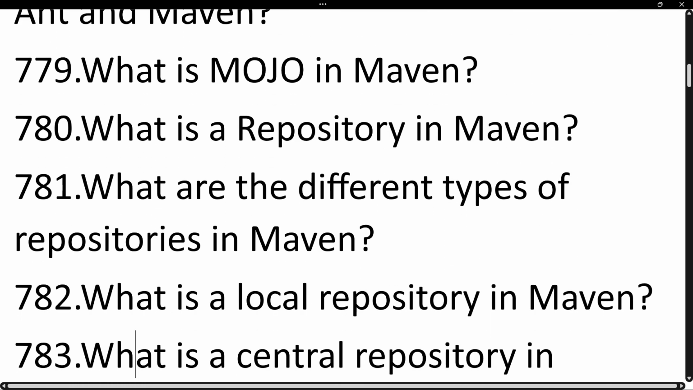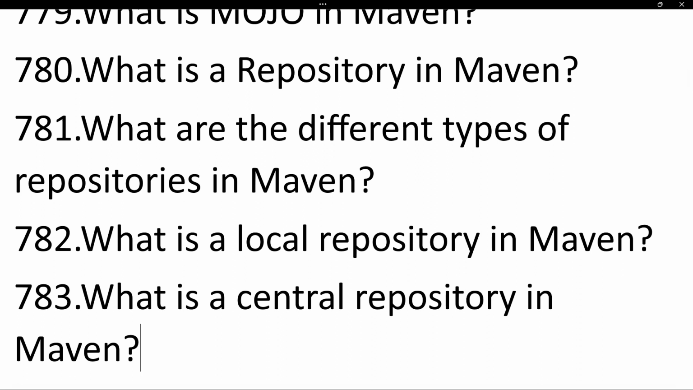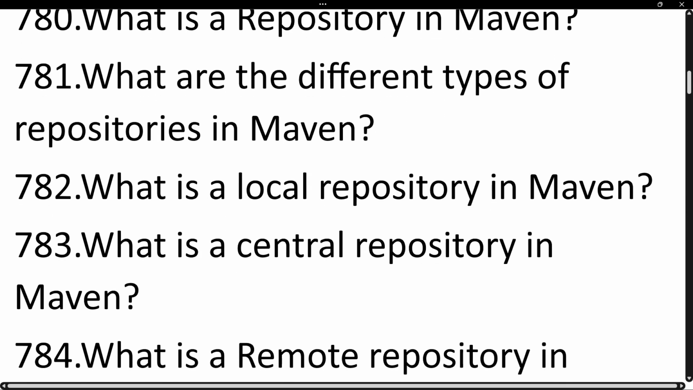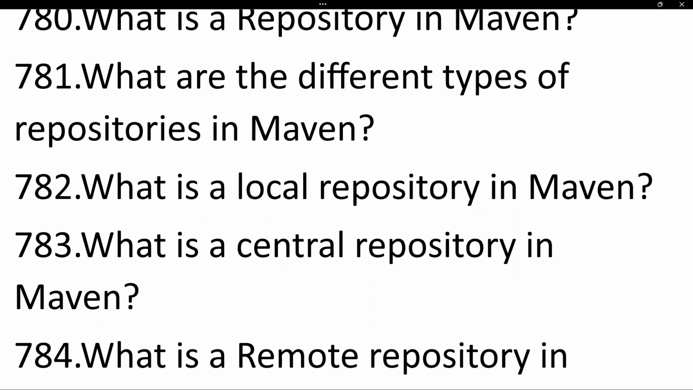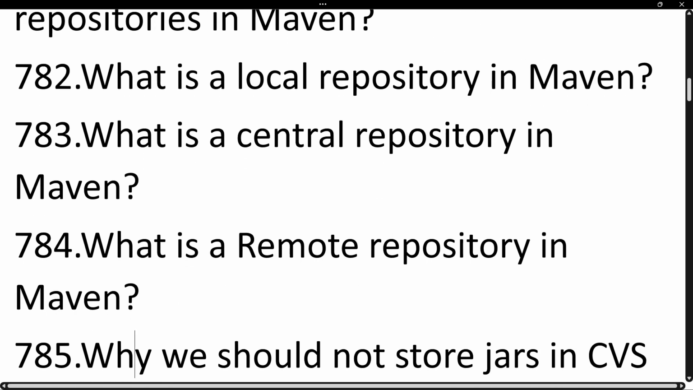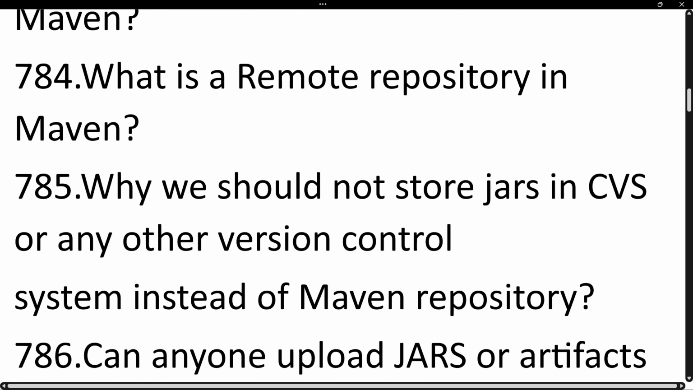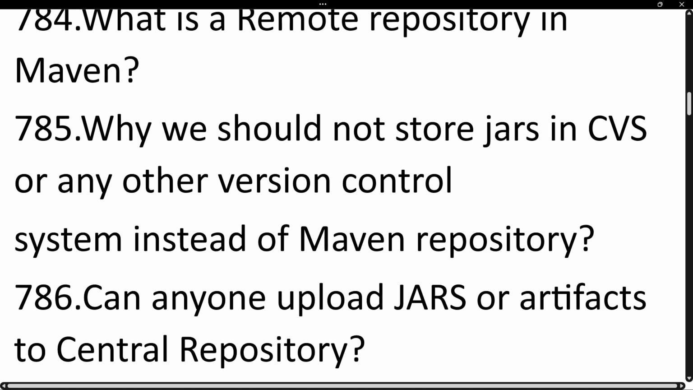The next question is what is Mojo in Maven? And the next question is what is a repository in Maven? And the next question is what are the different types of repository in Maven? There are three types of repository in Maven: central, local, and remote. They can ask where you used them and which repository you used in your project, whether central, local or remote. They can ask what is a local repository, what is a central repository, what is a remote repository, when to use a remote repository, and so on.